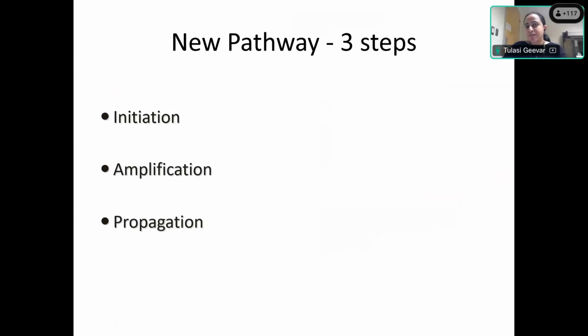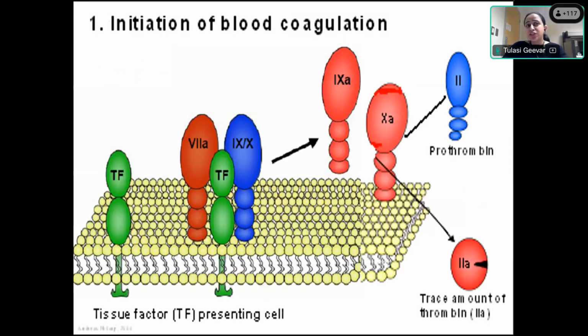So the initiation step is what we just saw. When there is injury, there is exposure of tissue factor. Tissue factor activates 7. The tissue factor 7 in turn activates factor 10, in addition to activating 9 also. Now the activated 10 converts prothrombin to thrombin. Now at this stage in the initiation step, only a trace amount, very minimal amounts, of thrombin is produced because further activation of thrombin is inhibited by the protein TFPI, as we saw previously.